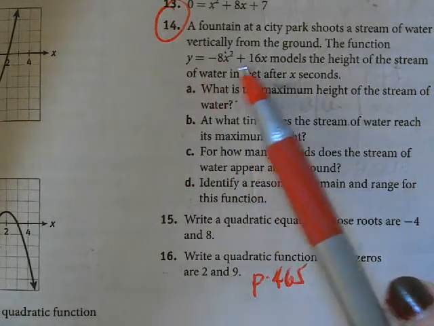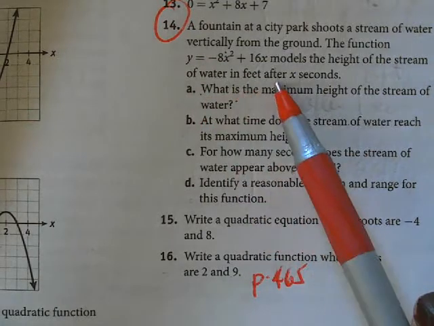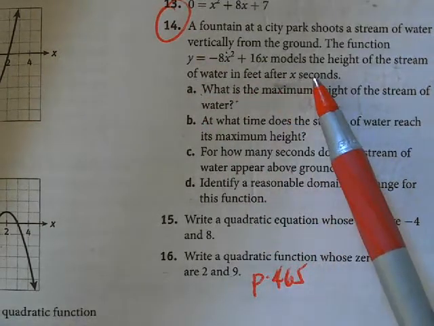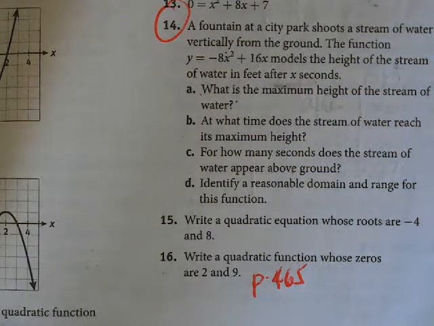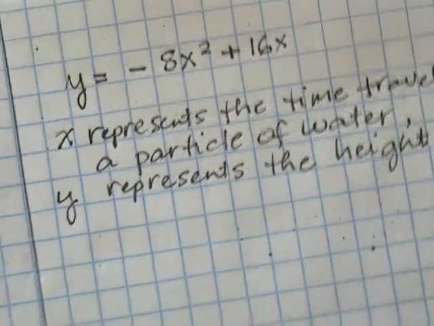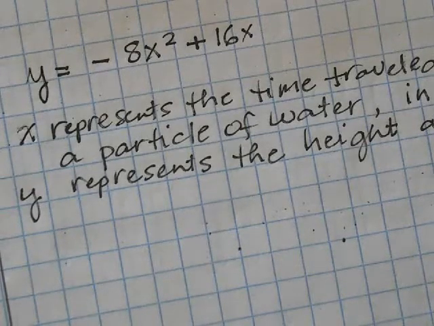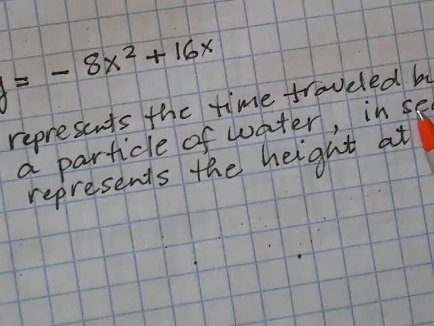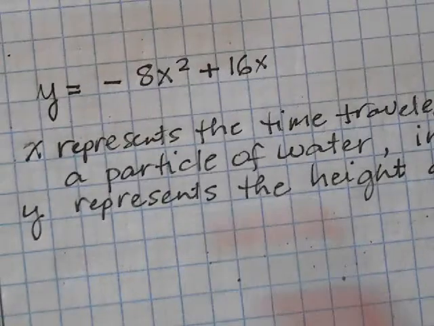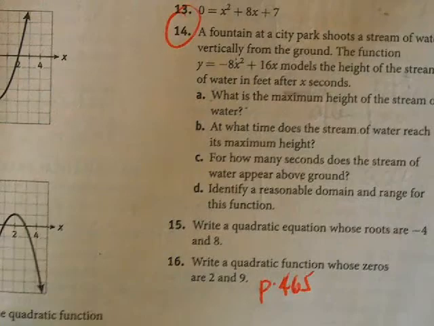The function, this one, which is a parabola, models the height of the stream of water in feet after x seconds. So, the important thing for you to do is to write down the equation, and then try to write what is x and what is y. Okay, so x now is not distance, it is time in seconds. And y represents the height at a given time in feet.